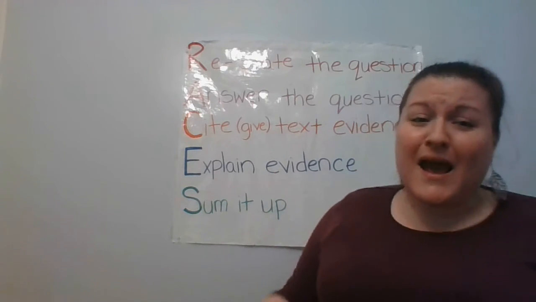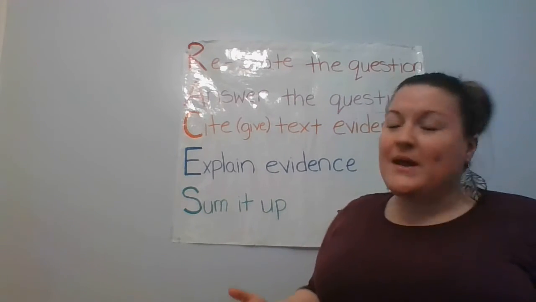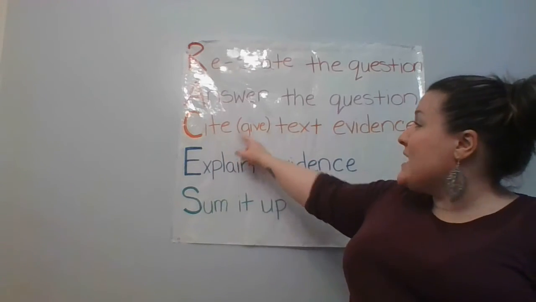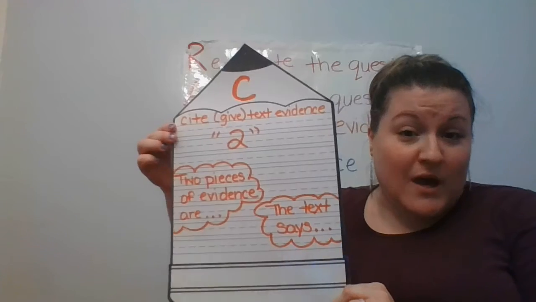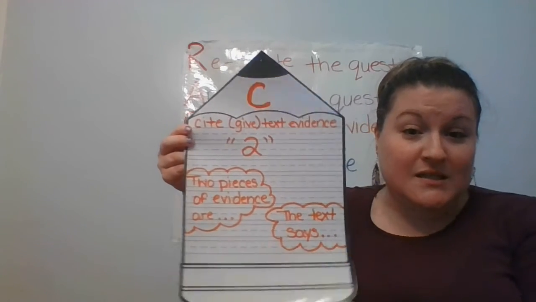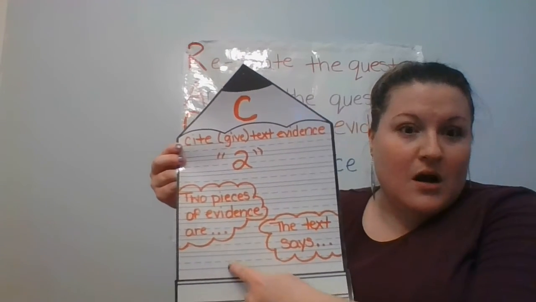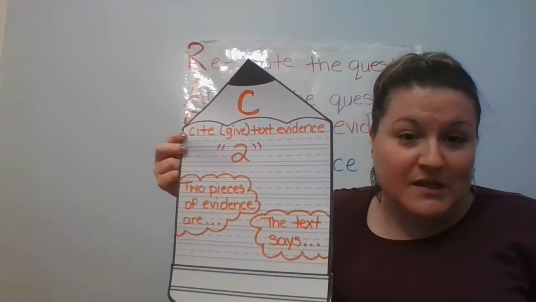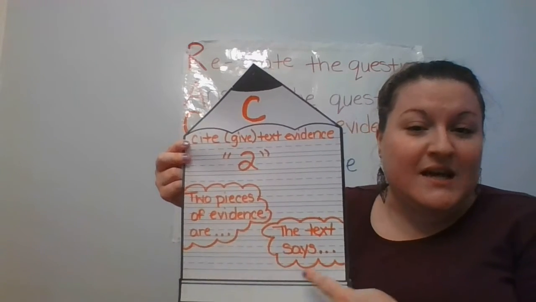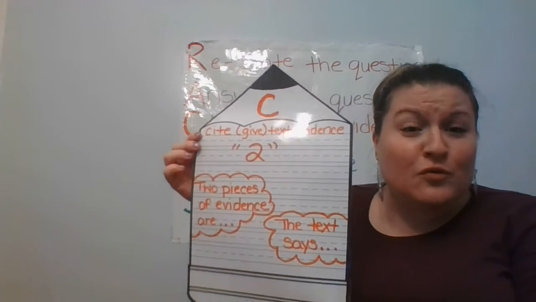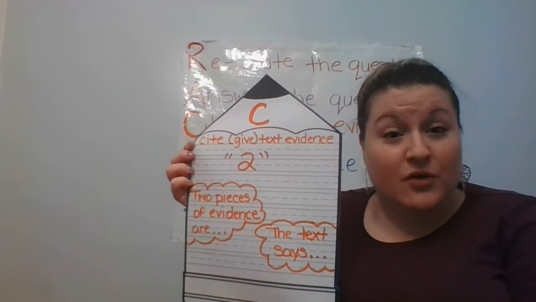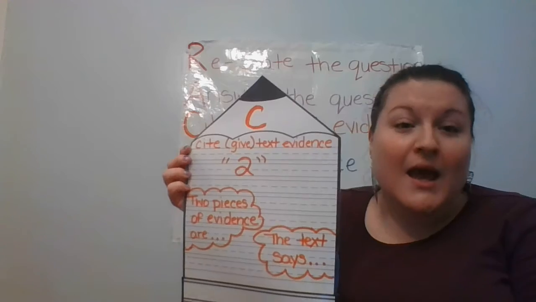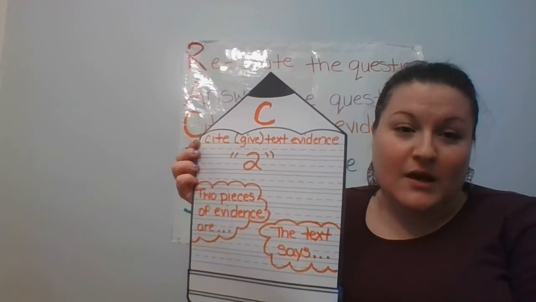The next part, after I give my answer, is I want to prove my answer by citing or giving text evidence. And the way that you can do that is you can start with the sentence, two pieces of evidence are, that reminds me that I'm giving two pieces, or the text says. So two pieces of evidence are, the character was crying on her pillow and she sniffled loudly.